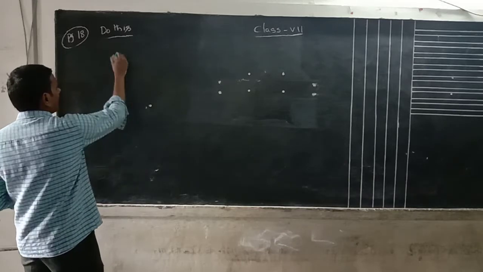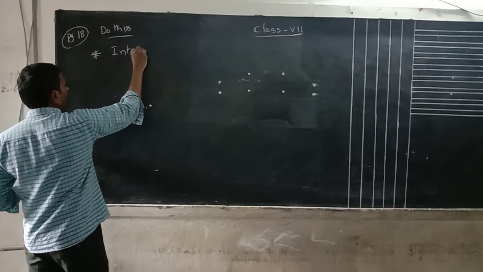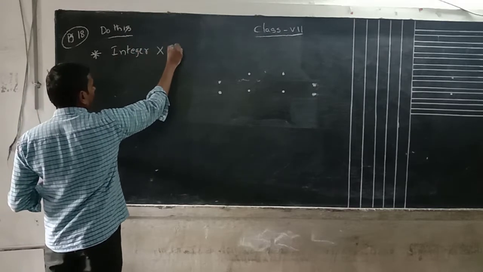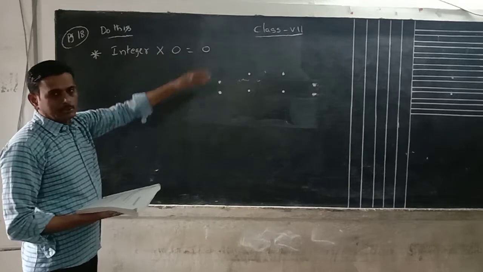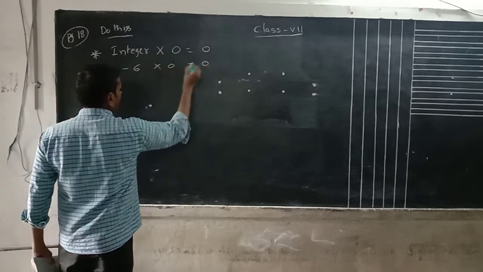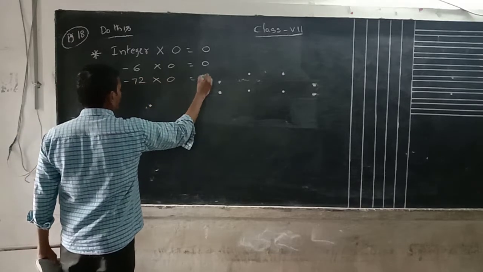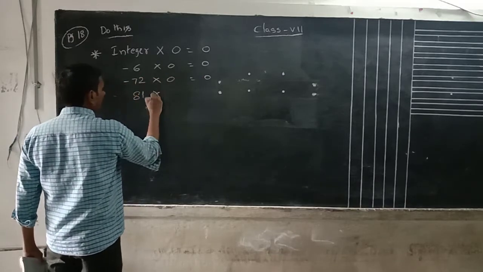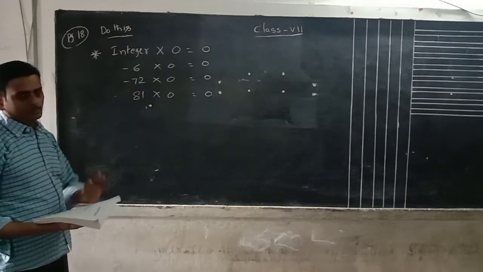Remember this, it is very important: any integer multiplied with 0, the result is 0. Minus 6 into 0 is 0. Minus 72 into 0 is 0. 81 into 0 is 0. Any number multiplied with 0, we get 0 only.